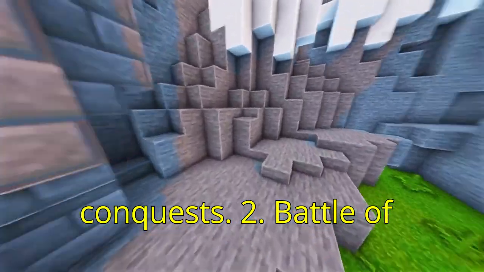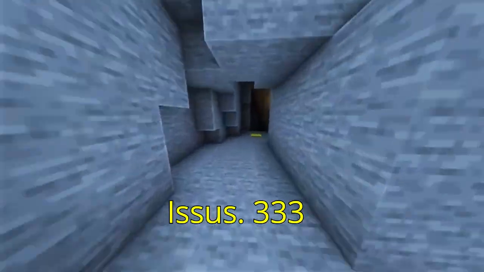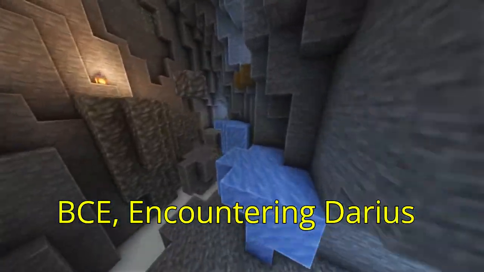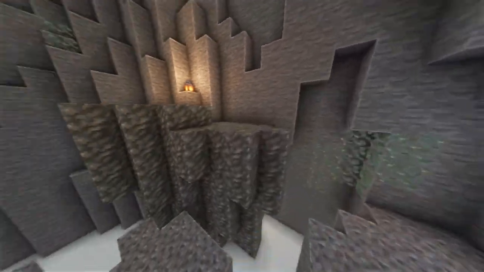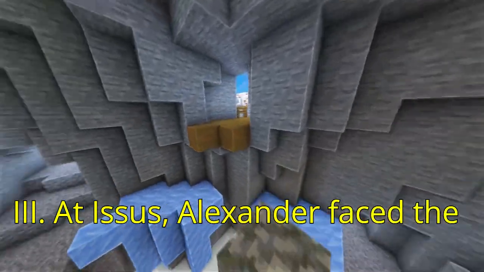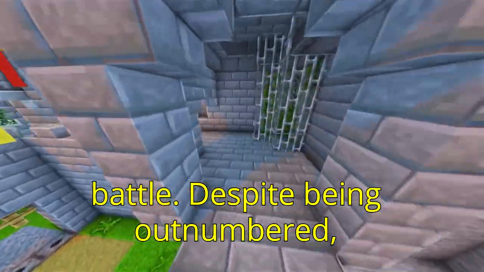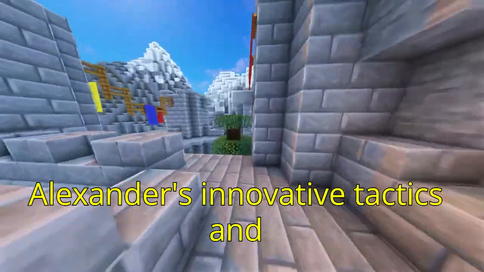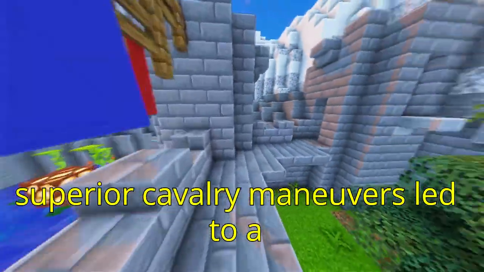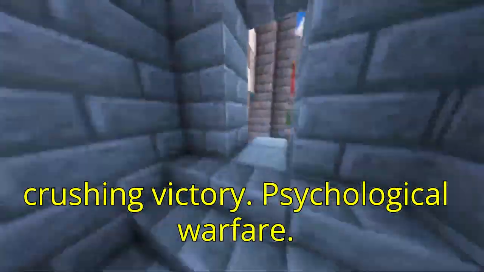2. Battle of Issus, 333 BCE. Encountering Darius III. At Issus, Alexander faced the Persian king Darius III in a decisive battle. Despite being outnumbered, Alexander's innovative tactics and superior cavalry maneuvers led to a crushing victory.